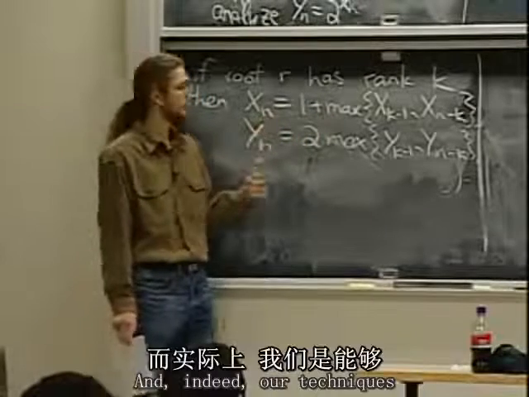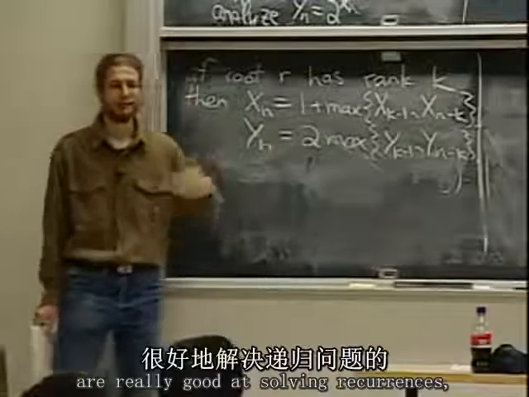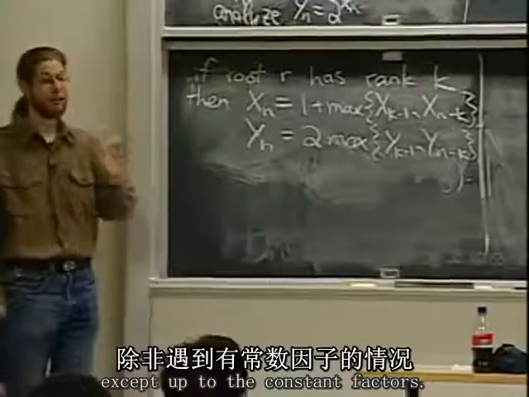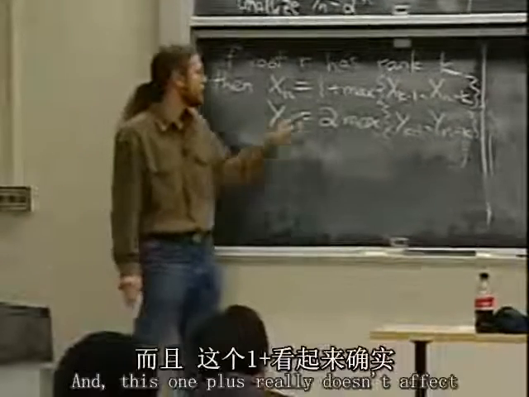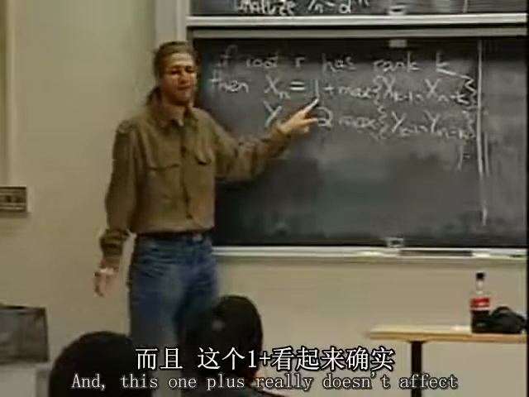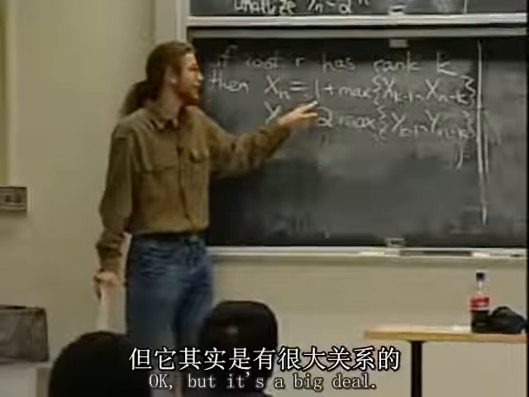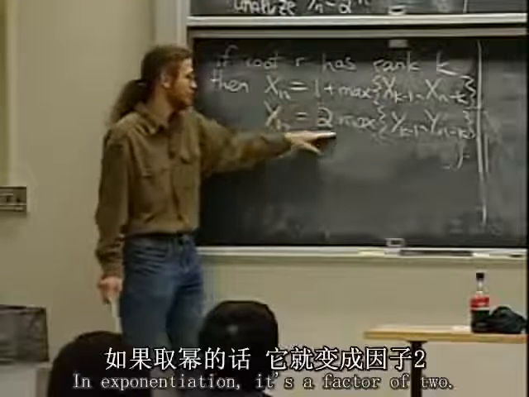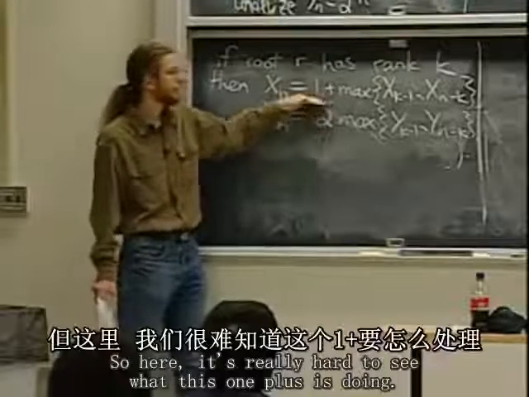And indeed, our techniques are really good at solving recurrences, except up to the constant factors. And this 1 plus really doesn't affect the constant factor too much, it would seem. But it's a big deal. In exponentiation, it's a factor of 2. So here, it's really hard to see what this 1 plus is doing.